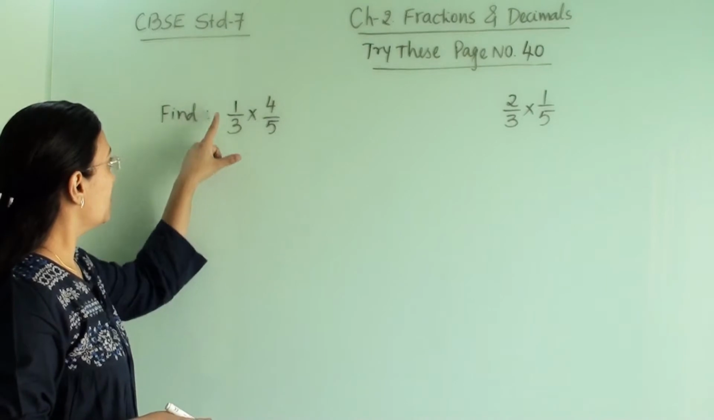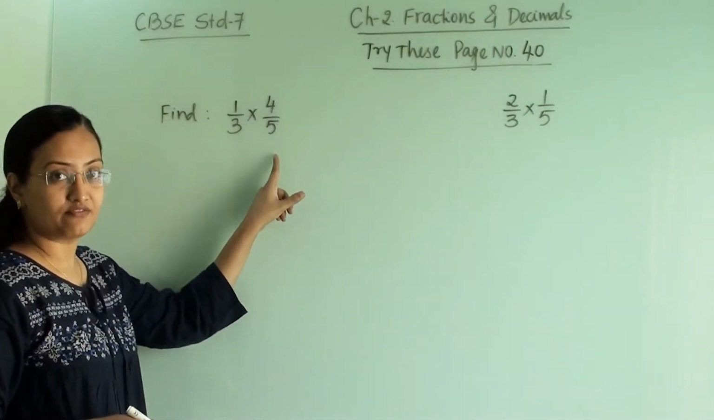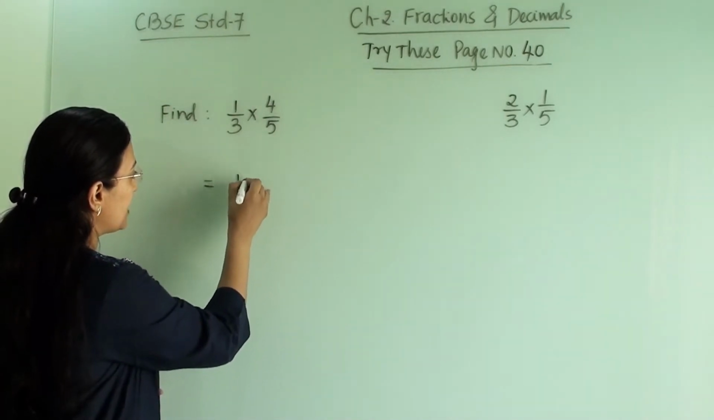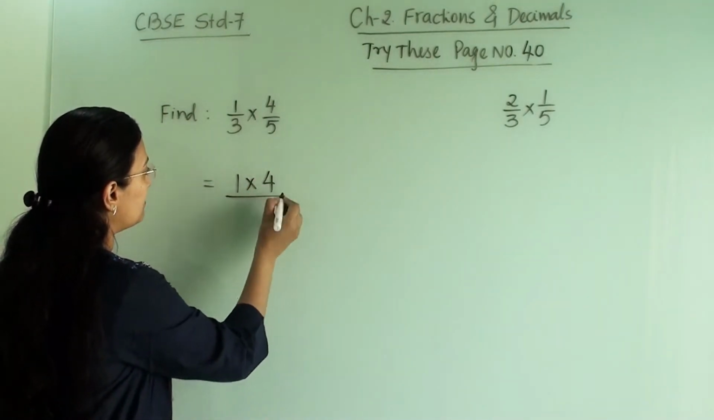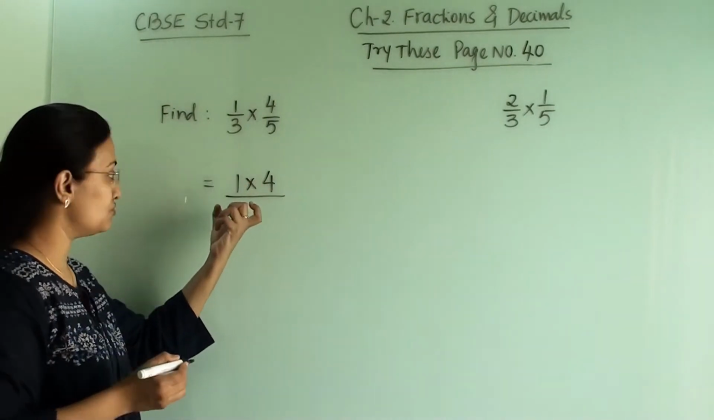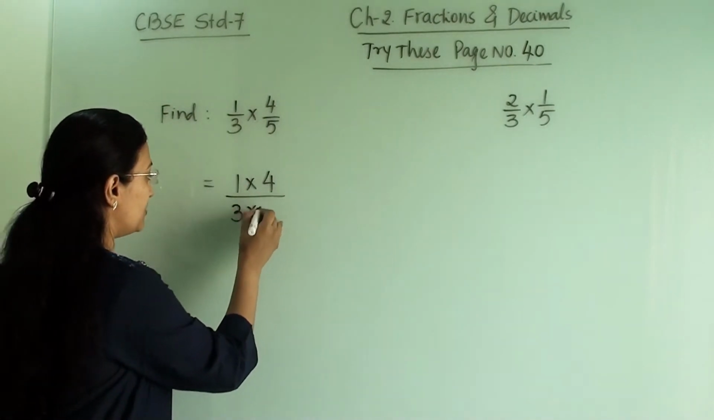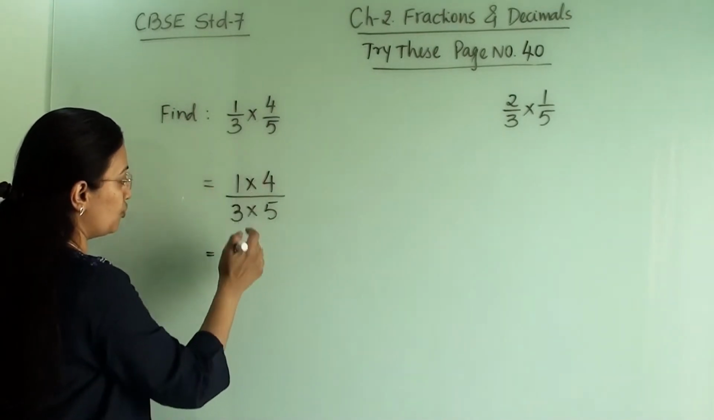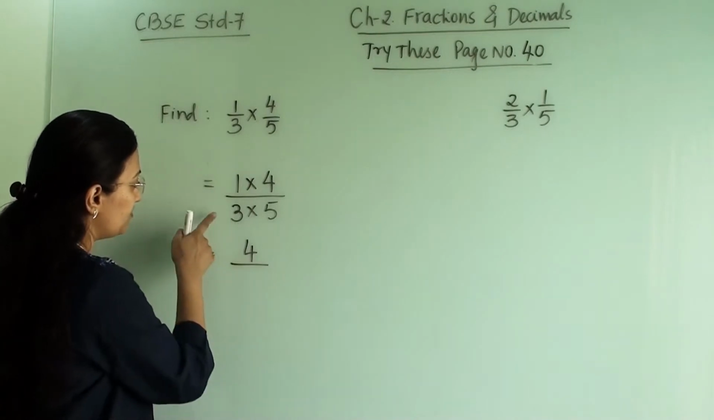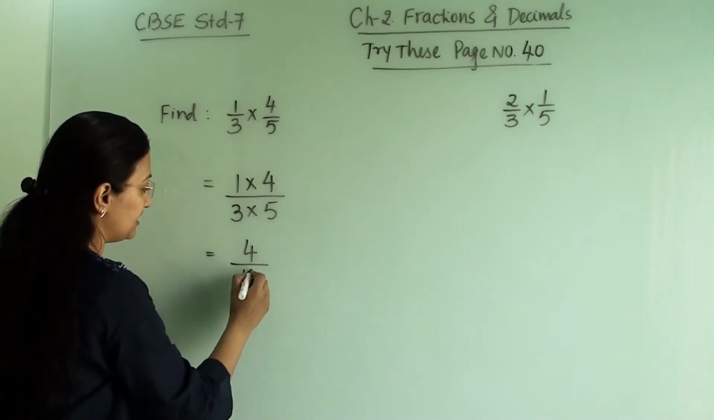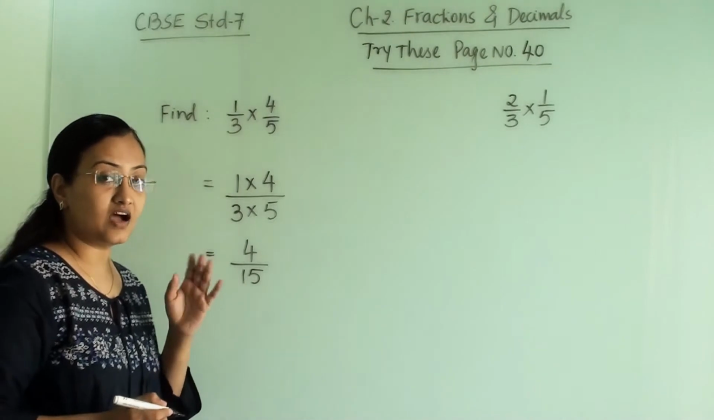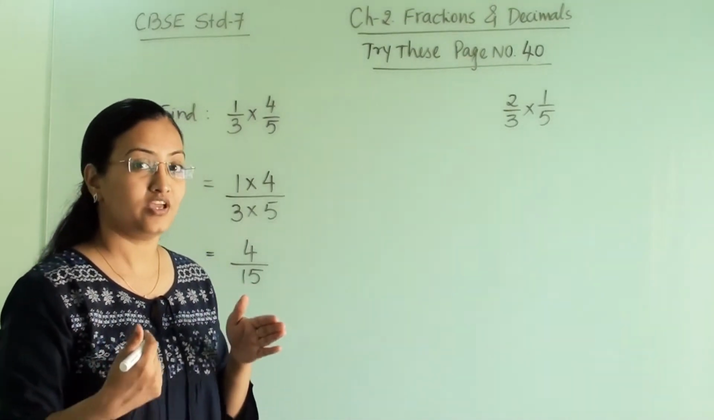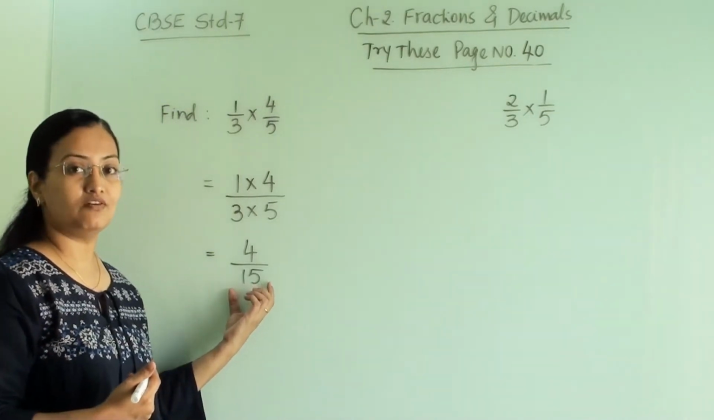So here, find 1 by 3 into 4 by 5. As per the rules of multiplication, we are going to write 1 into 4. Whatever is there in the numerator, we will club it together, and whatever is there in the denominator, we will club it together. So we multiply 1 into 4 and get 4, and we multiply 3 into 5 and get 15. After we get the answer, we need to see whether we can reduce it to the lowest term or not. If not, then this will be our final answer.